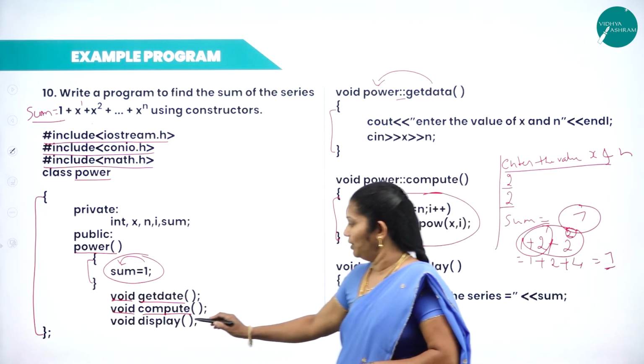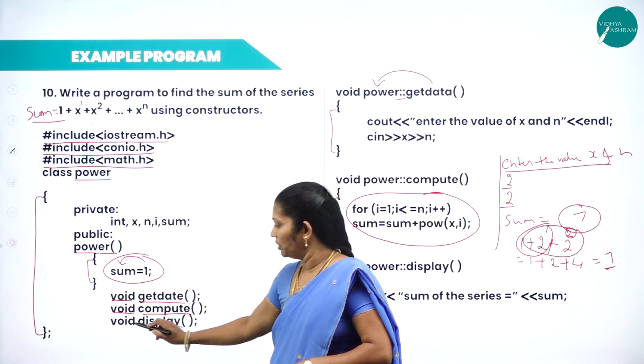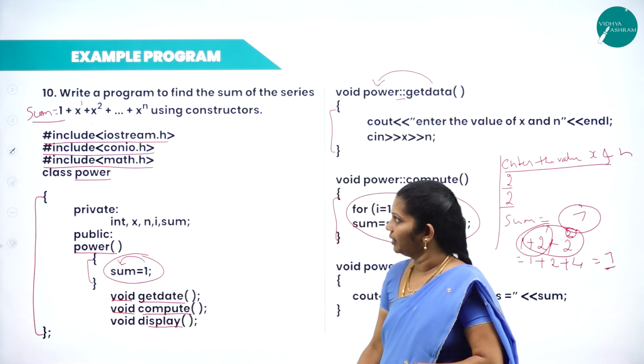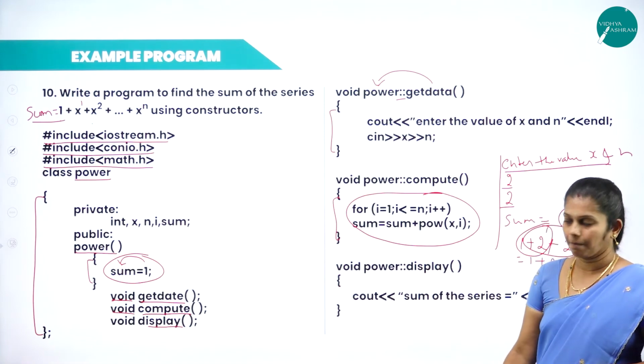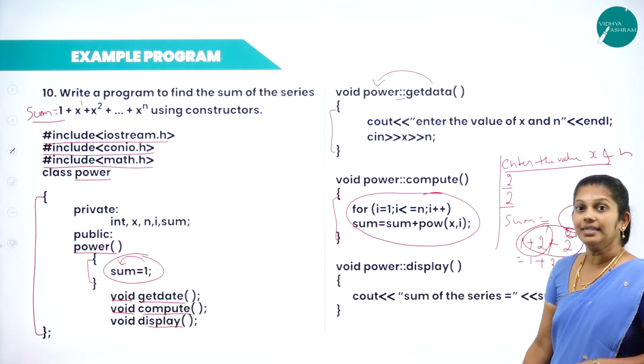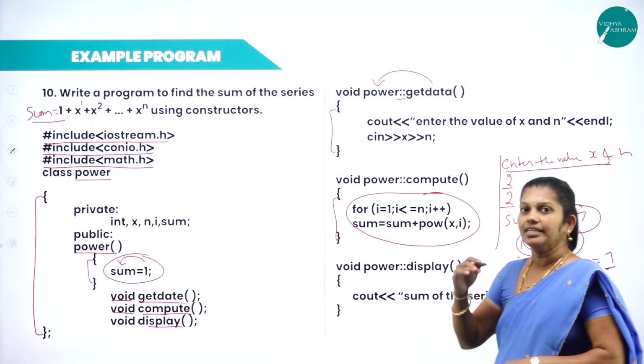To write the display function, if you observe, the return type here we have given as void. Then start with void, and then the class name we have given as power. Then the scope resolution operator, then the display function. We are just displaying the result.